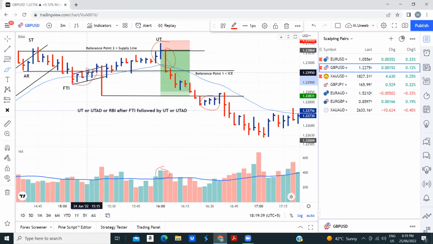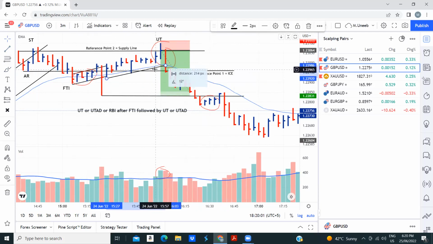When you see this kind of pullback, always remember to draw a channel, a small channel, because this will give you a precise entry. Got it? Now, if you want to take one more precise entry opportunity, this is a low, this is the first higher low, this is the second higher low after. So you can make another channel like this.